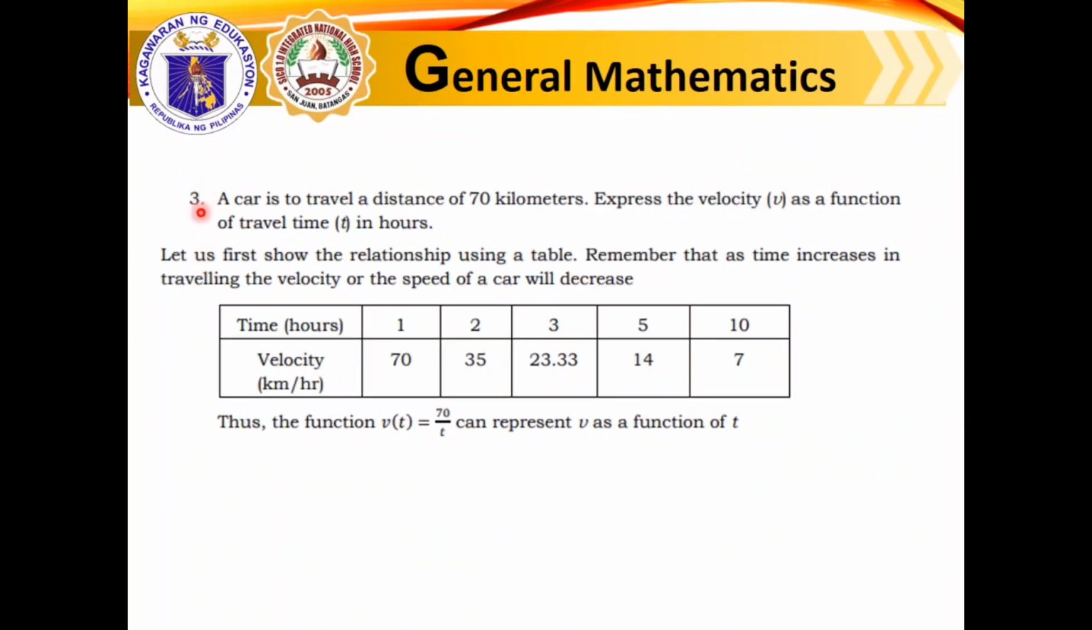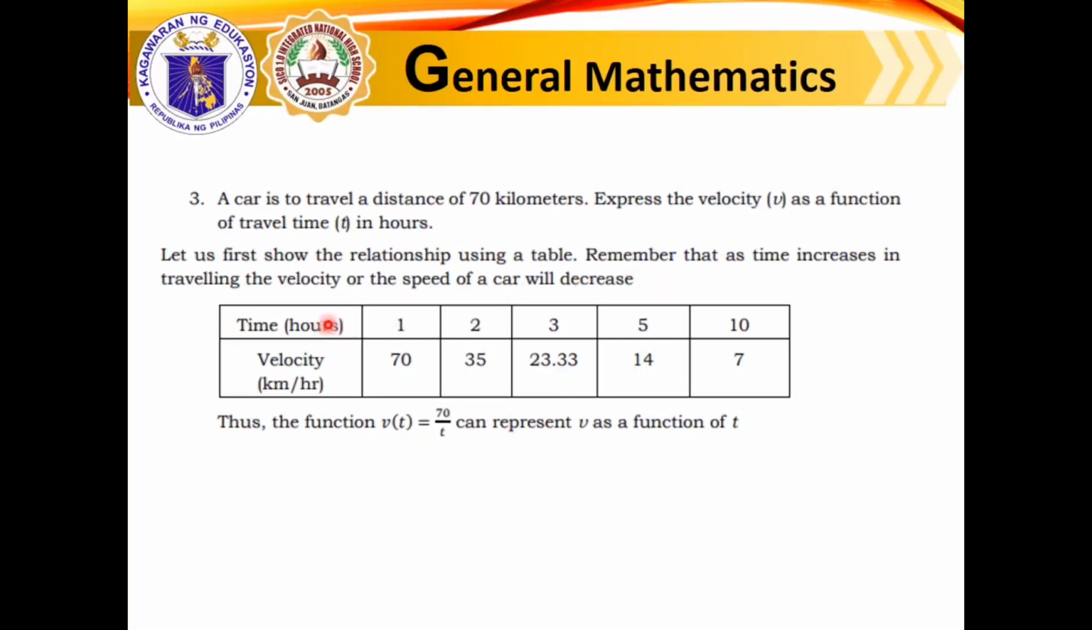Example number 3. A car is to travel a distance of 70 kilometers. Express the velocity v as a function of travel time t in hours. Let us first show the relationship using a table. Remember that as time increases in traveling, the velocity or the speed of the car will decrease.